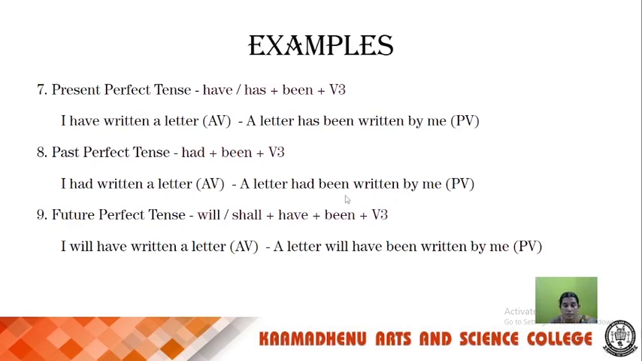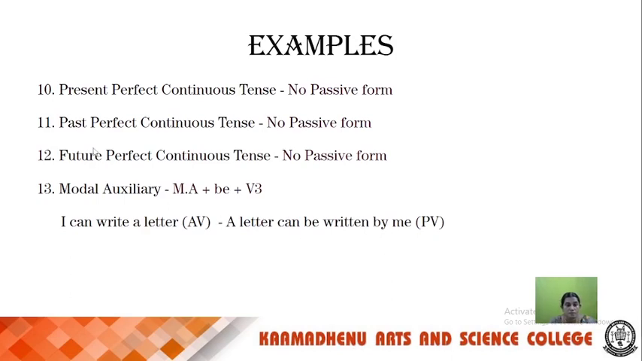Already I told you in the rules that we have to add been for perfect tense. So a letter had been written by me for passive form in past perfect tense. Then future perfect tense, will or shall plus have plus been plus V3 form. For example, I will have written a letter. A letter will have been written by me in passive form. Then 10th one is present perfect continuous tense, that does not have passive form. Past perfect continuous tense does not have passive form. Future perfect continuous tense has no passive form.